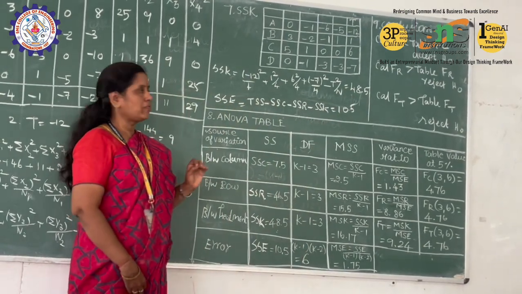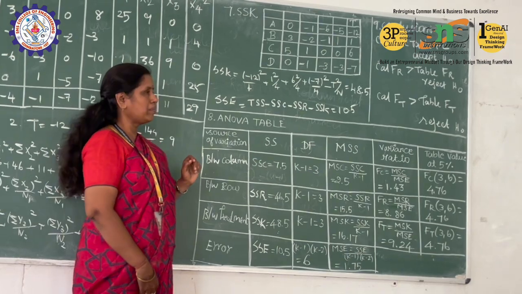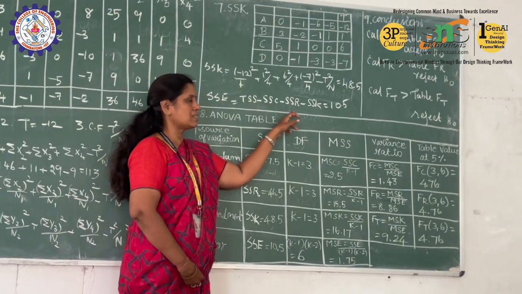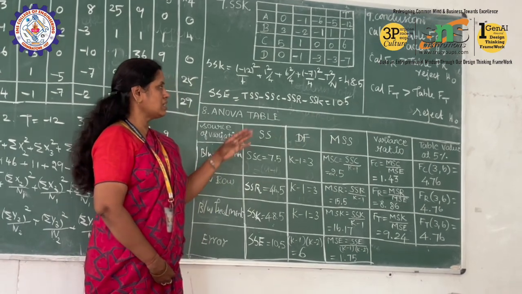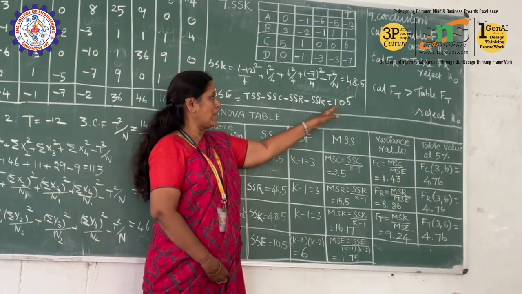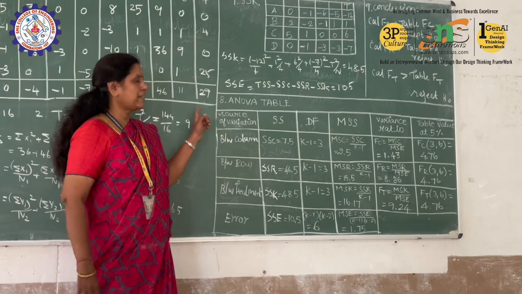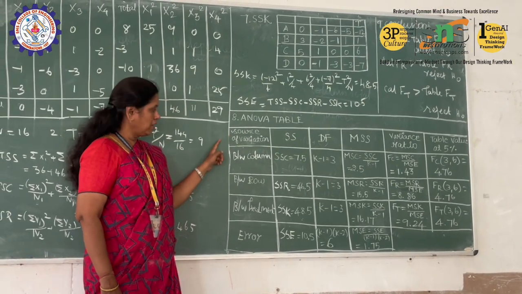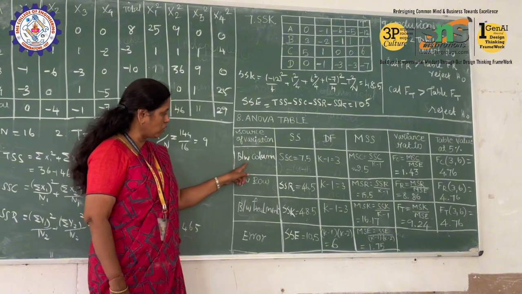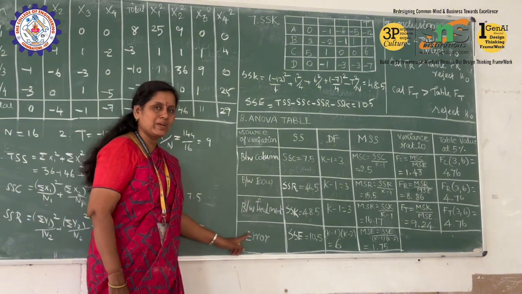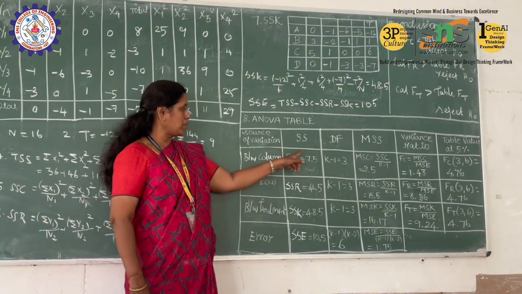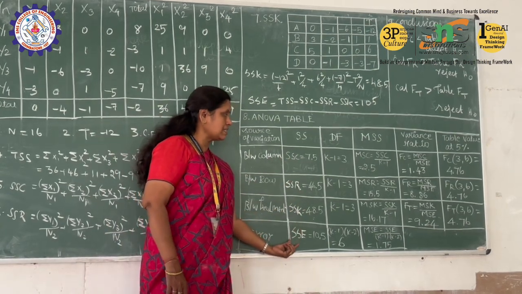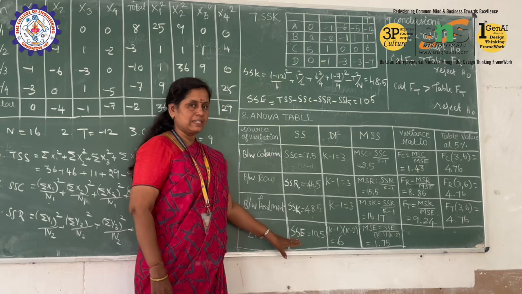Next we need to find the SSE value, that means the error value, which is equal to TSS minus SSC minus SSR minus SSK, which is 10.5. Next we prepare the ANOVA table. In the source of variation, we use between column, between row, between treatment and the error. Its sums of squares are SSC, SSR, SSK, SSE, and the values are tabulated here.